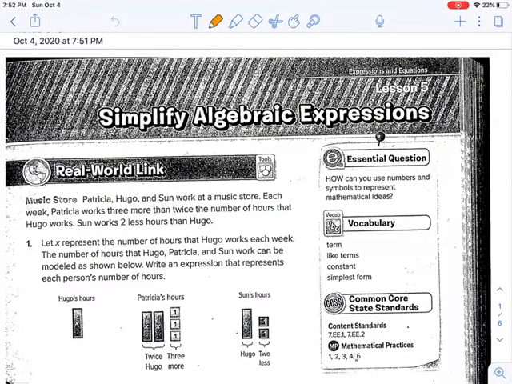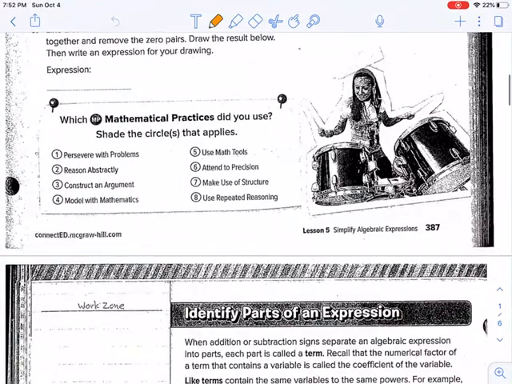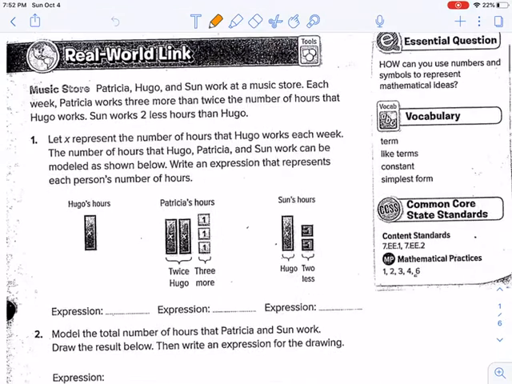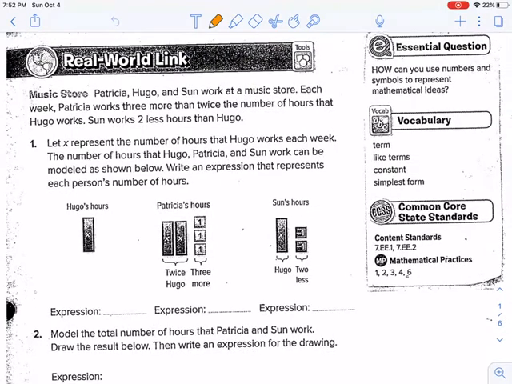We are moving into Lesson 5, Simplify Algebraic Expressions. I am on page 387 in your binder. So we have our real-world link to start out with, and it's at a music store. Patricia, Hugo, and Son work at a music store.